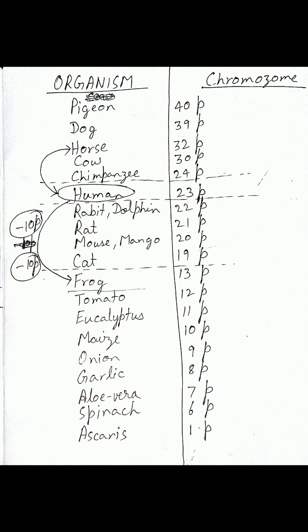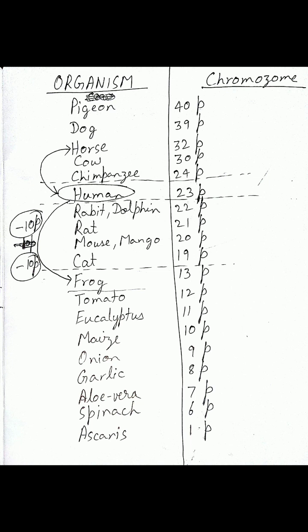Now the 21 pair. The rabbit is a rodent, and rat is also a rodent, and it starts with R. Another rodent that starts with R is rat. So the number of chromosomes for rat is 21 pairs. And similar to rat, there is another rodent, mouse. A mouse has 20 pairs of chromosomes, and with mouse comes mango. Mouse starts with M, mango starts with M, so it will be easy for you to remember. Both have 20 pairs of chromosomes.